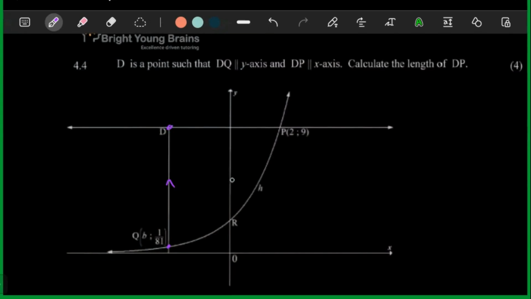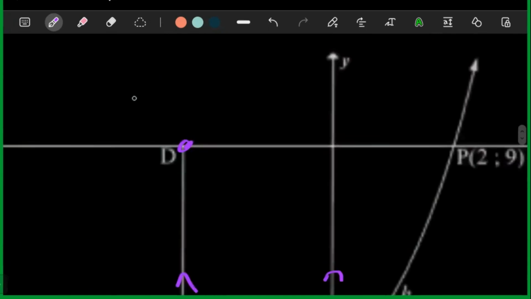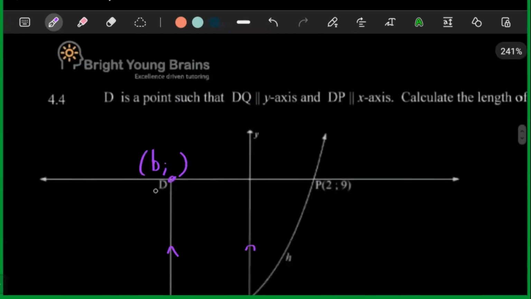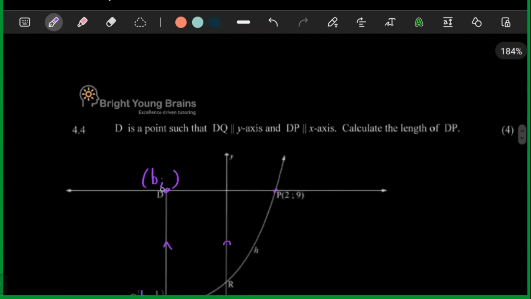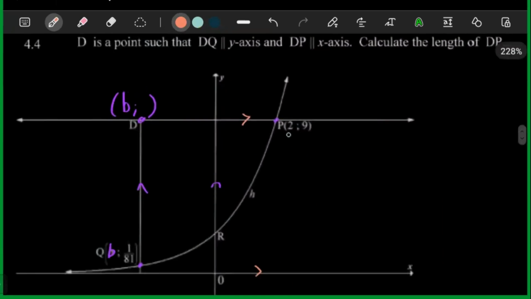That's very important because what they're trying to tell us is if the x value here is a b, it means that the x value here is also a b. However, D in particular is directly next to P. They're aligned because they told us that DP is parallel to the x-axis. So if DP is parallel to the x-axis, it means that these have the same y value. If this is a 9, this is automatically a 9. If this is a B down here, this is automatically a B because it's directly upwards.